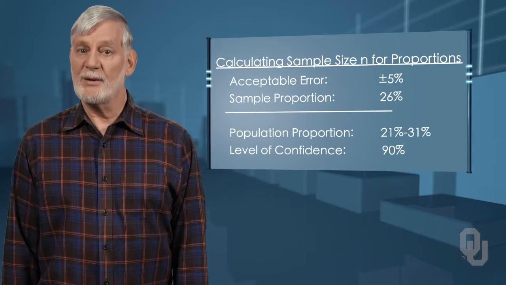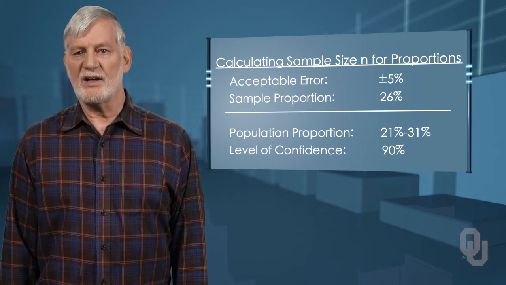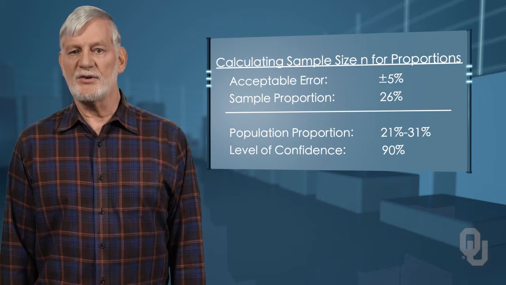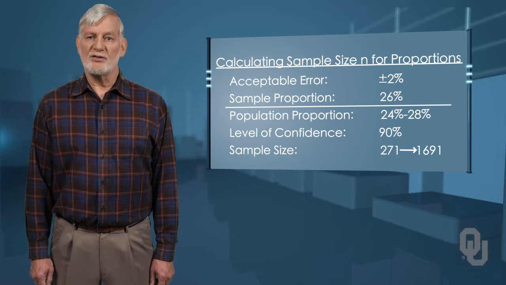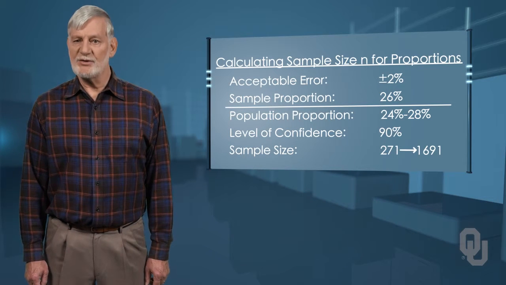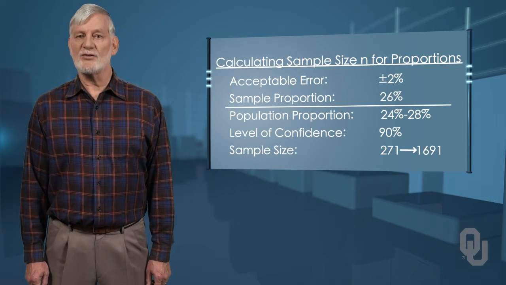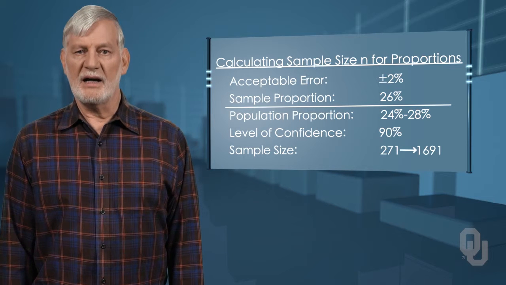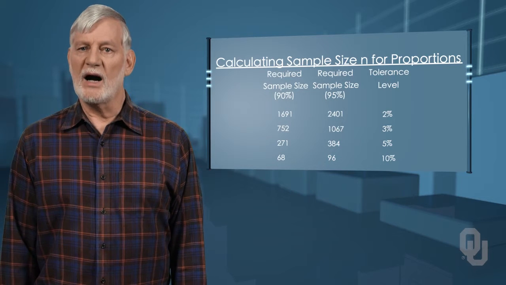For example, an acceptable error of 5% means that if the sample proportion was found to be 26%, the conclusion would be that the actual population proportion is between 21 and 31%, with a 90% confidence level. Likewise, if the acceptable error was set at plus or minus 2%, then the population proportion would be between 24 and 28%, with a 90% level of confidence, but would require that the sample size be increased from 271 to 1,691. This increase in the required sample size is a large penalty to pay for a decrease in the acceptable error. If we wished a higher level of confidence, we would also require a larger sample size.